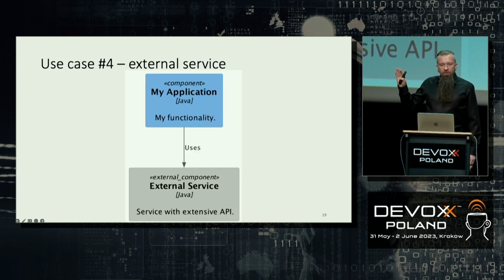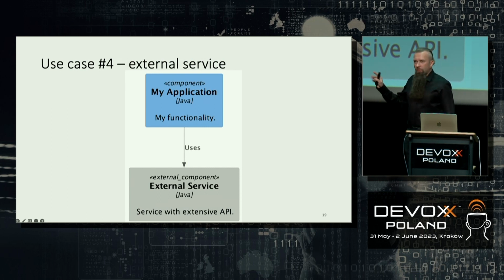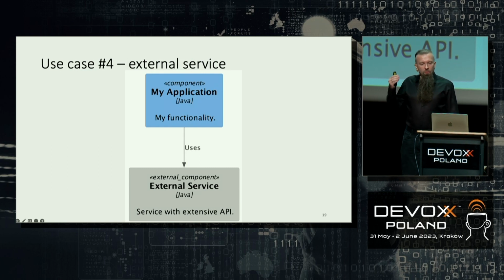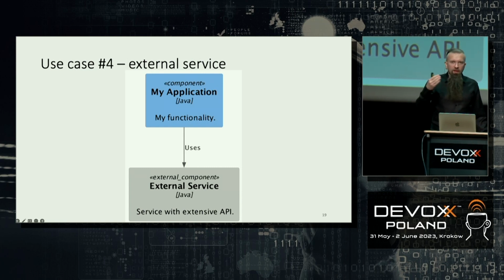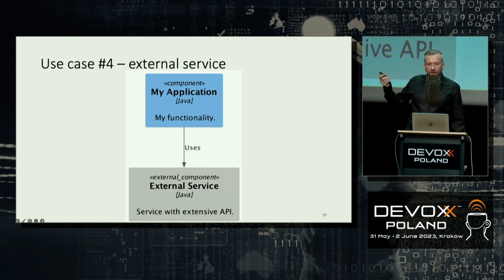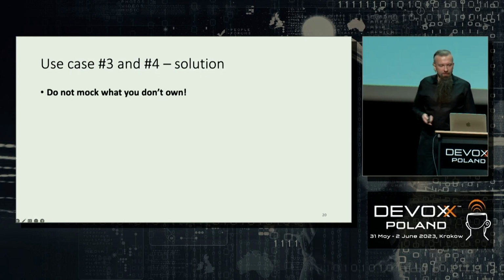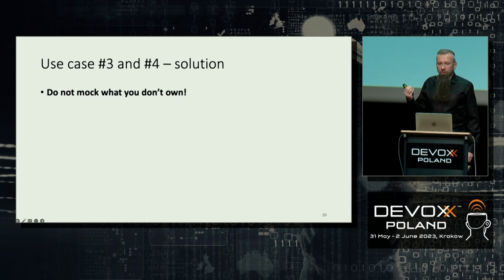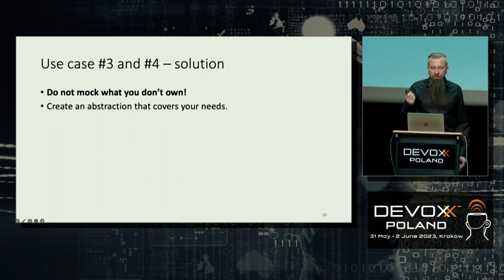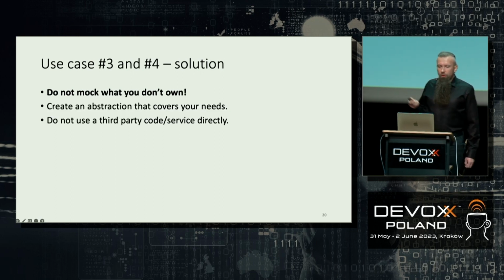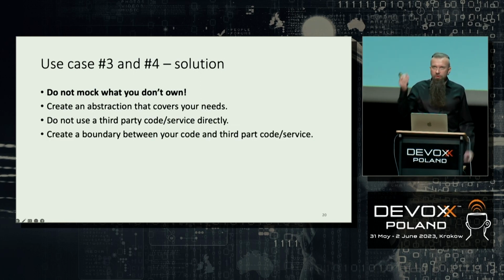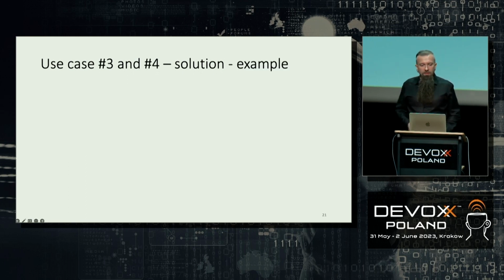Before the solution, I will show you a very similar case because the solution for cases 3 and 4 will be exactly the same. So we are going to create the application, and instead of the third-party library, we are going to use some kind of external service. So what is the solution? Do not mock what you don't own. Create an abstraction that covers your needs. Do not use third-party code or service directly. Create a boundary between your code and the third-party code or service.